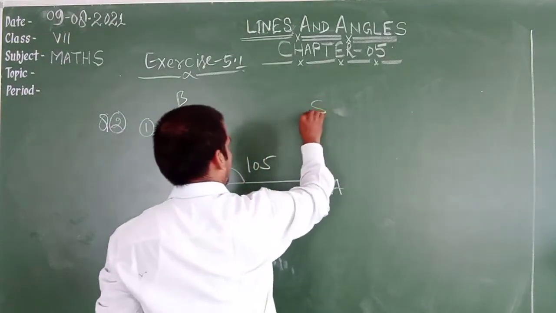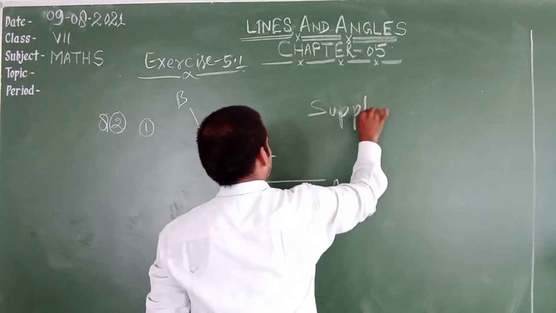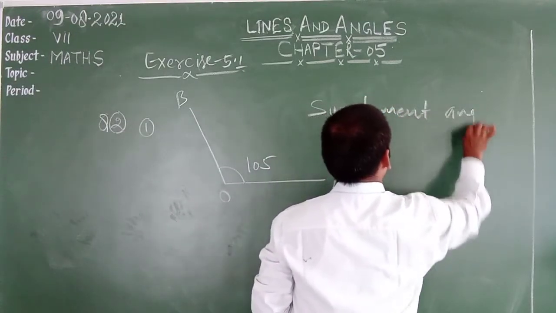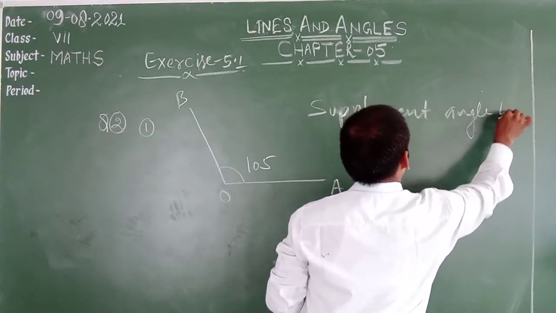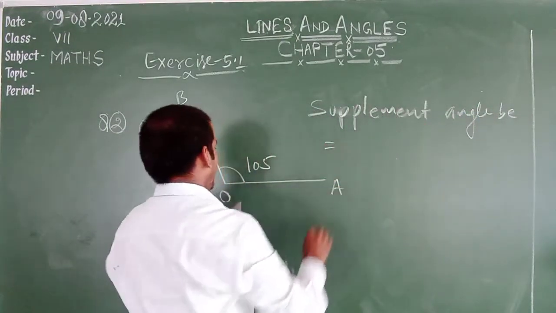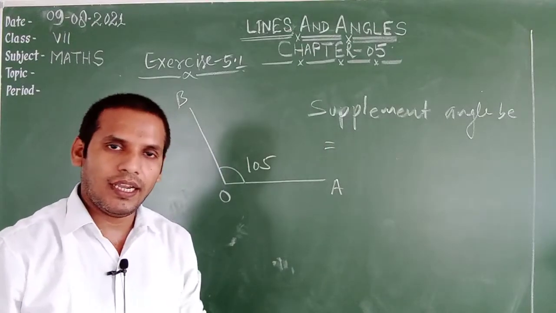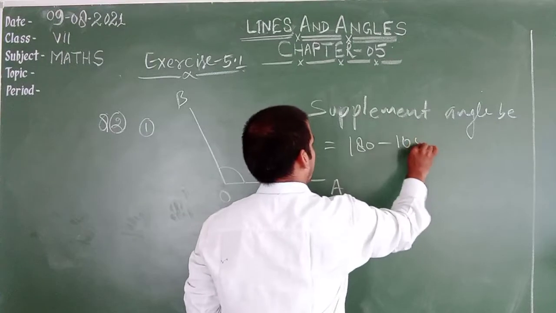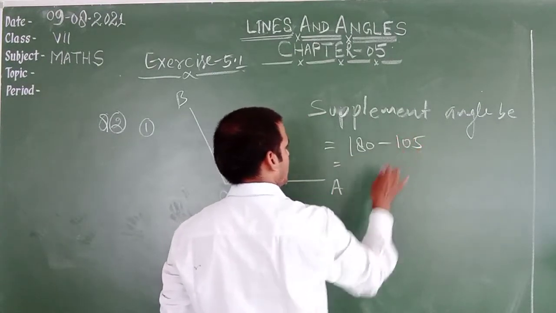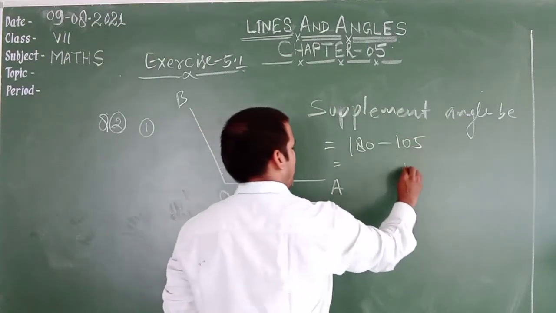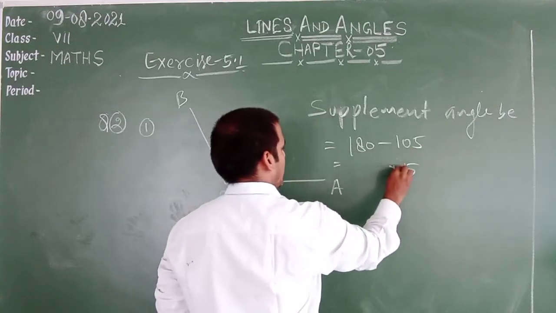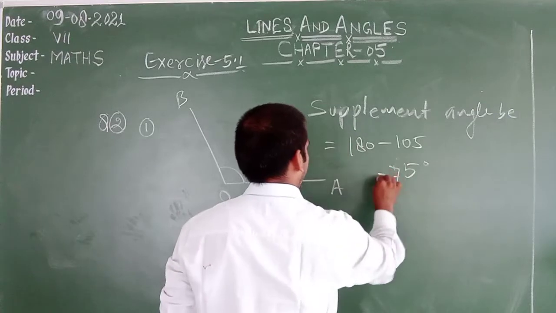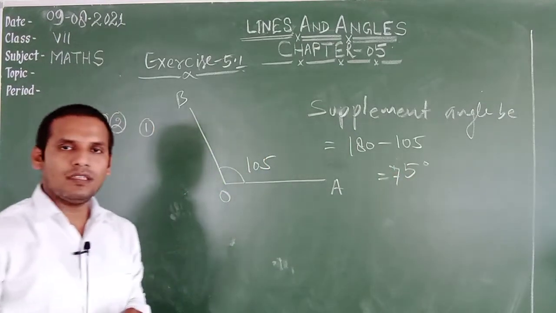Then the supplement angle will be B. If one angle is given, for finding the second angle, we should subtract the given angle from 180. 10 minus 5 is 5, 7 and 1 minus 1 is 0. It means the supplement angle of 105 will be 75.